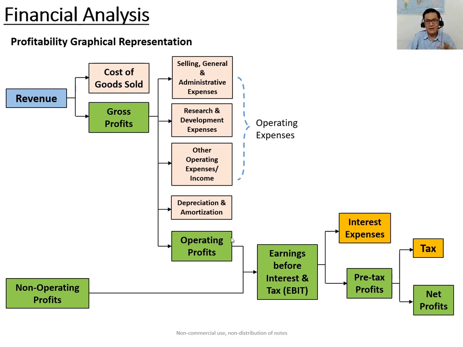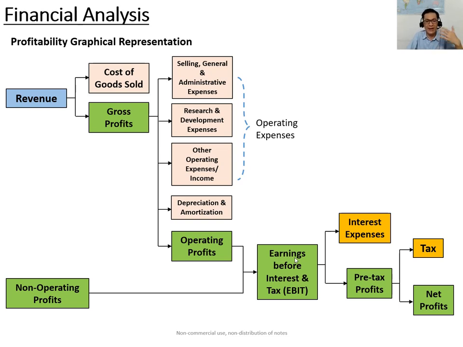We know that some companies also have investment in other companies, and they do not take part in the operation in that company. So those income, those profits that the company receive from those investments, we call it non-operating profit because it's not part of the core business operation. If we add these operating profits and non-operating profits together, we get EBIT, earnings before interest and tax.